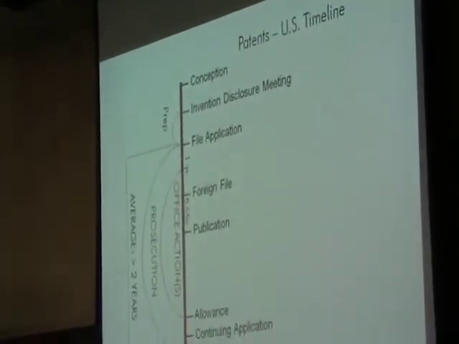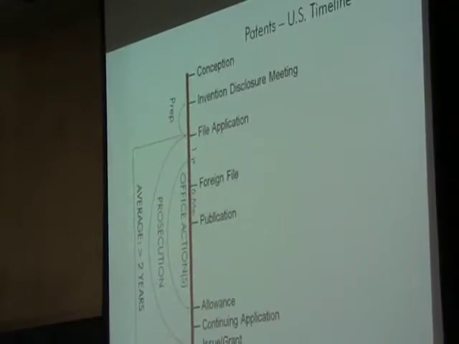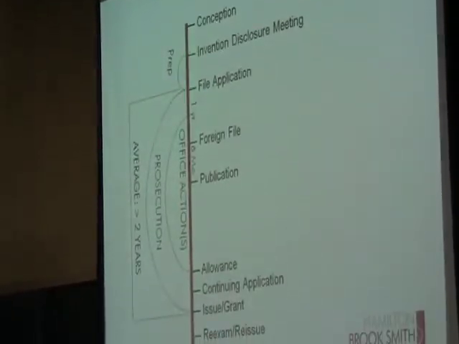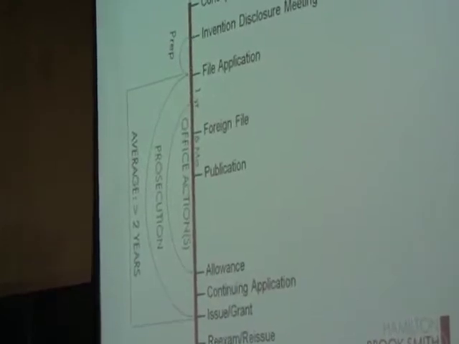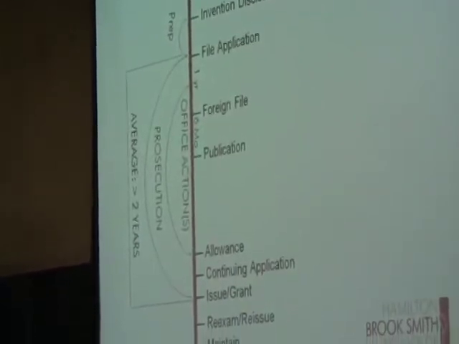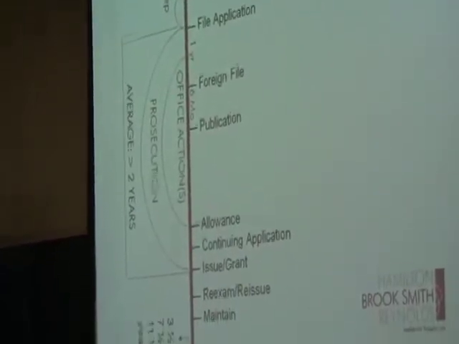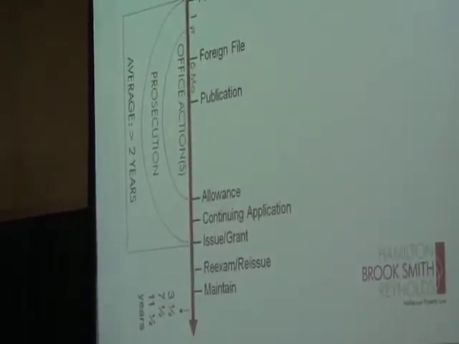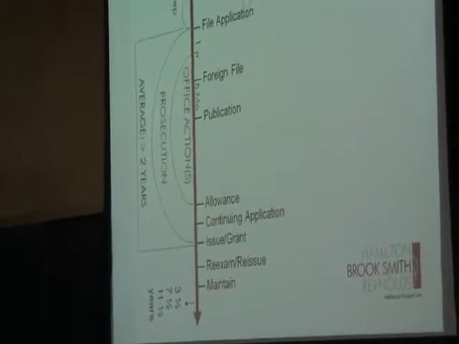So you'll choose that time frame, and then over the next course of time, you'll receive what are called official actions. You may get examination reports. Hey, the patent office says you have more than one invention in here, and you say, yeah, okay, you're right, and you'll have to choose one set of claims to prosecute.